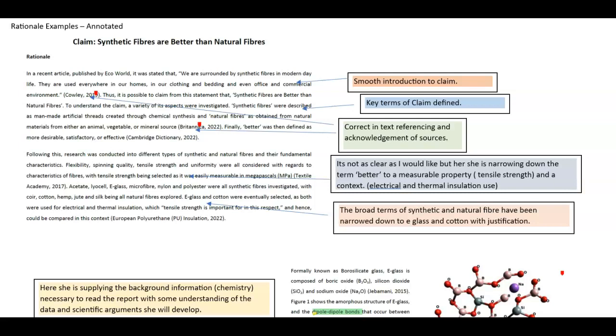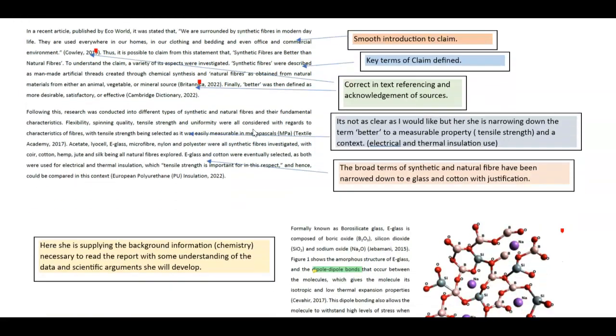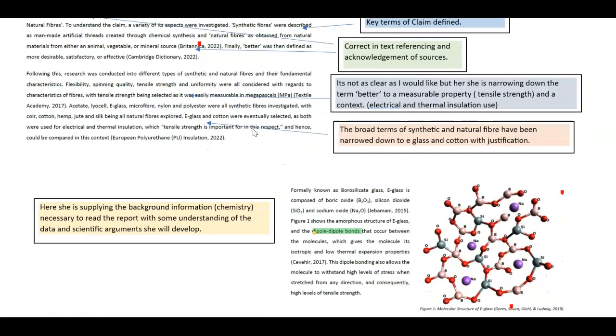Then she's gone on to define the key terms. So obviously the claim is synthetic fibres are better than natural fibres. So key terms there would be synthetic fibres, natural fibres, and the word better, which is very vague. Synthetic fibres she's defined, natural fibres she's defined, and then she's said better is defined as desirable, satisfactory, or effective, which of course is not measurable, so we need to narrow that down.